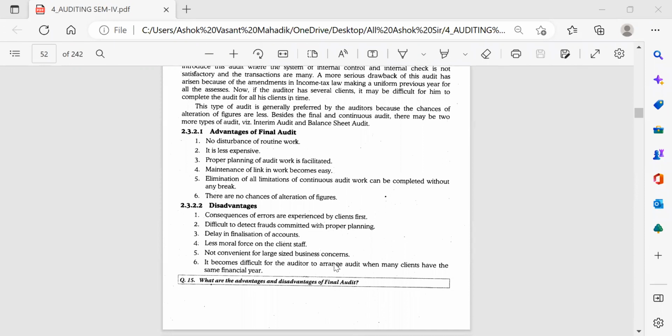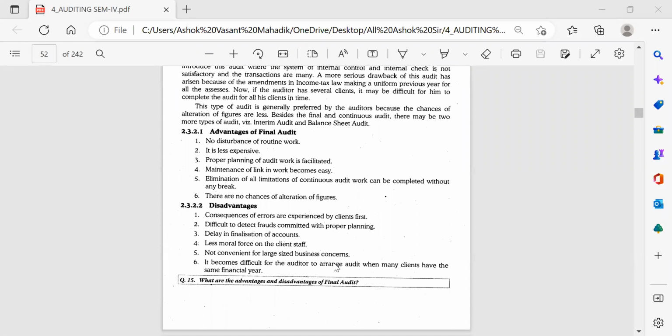No disturbance of routine work of the office staff. It is less expensive. You have to pay the auditor only once. Proper planning of audit work is possible, because you are going only once and finishing the work. You can maintain the link between the work, or your visits. Then this type of audit eliminates all the limitations of continuous audit work. There are no chances of alteration of figures because once the books are taken in the custody of the auditor, he will return only after the audit is completed.